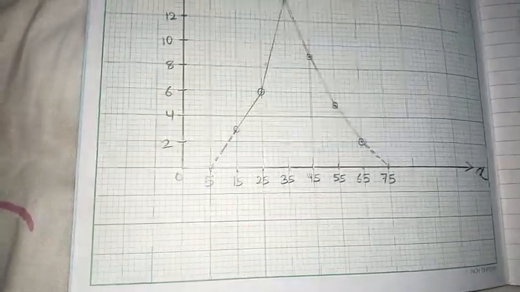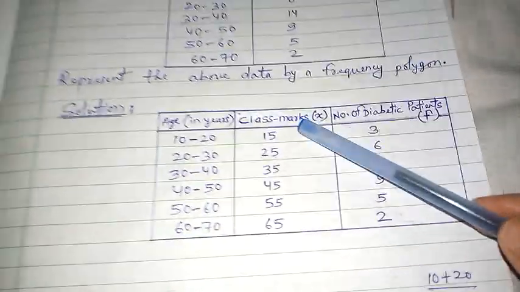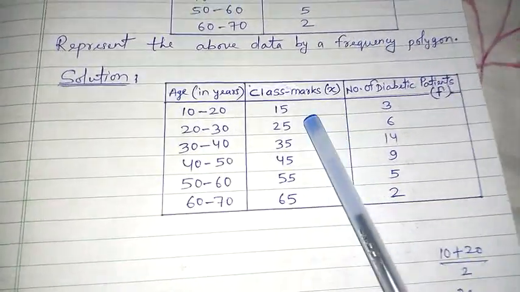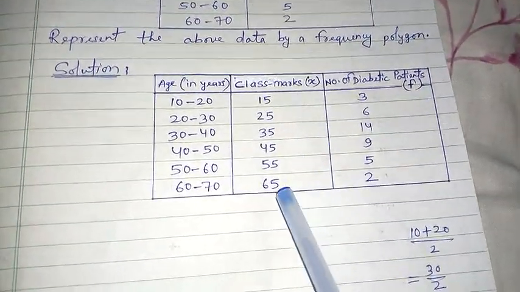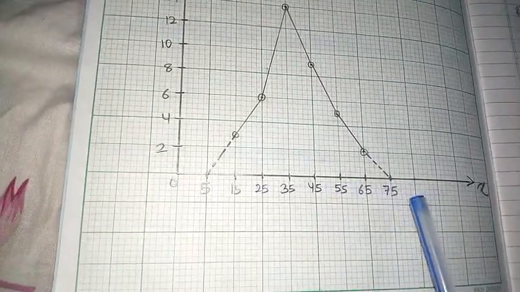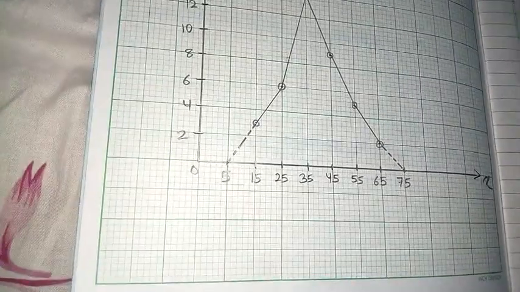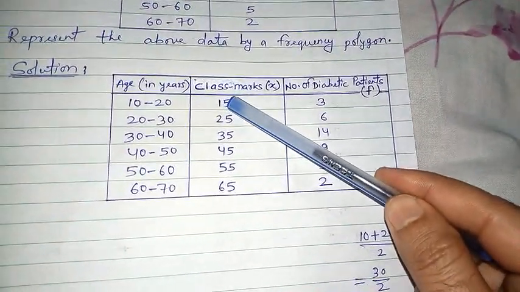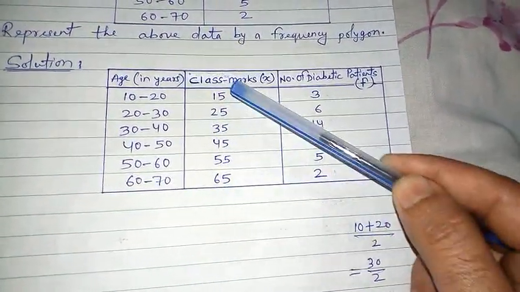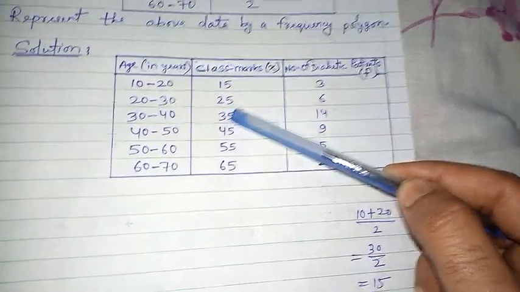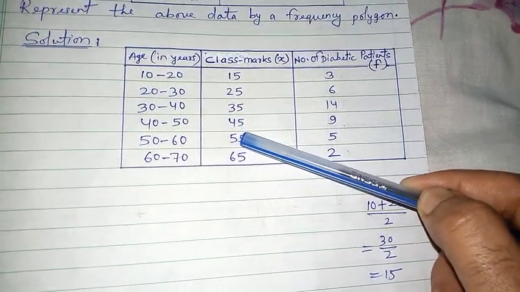How it came, I am going to show you. This has come from this class mark. So this class mark will come on the x-axis. But you might be saying the number has begun from 15 and it is ending at 65, but sir, you have begun from 5 and ended at 75. Then I will clarify your doubt. Here you can see there is a gap of 10 in every number. 15 plus 10, 25. 25 plus 10, 35. 35 plus 10, 45. 45 plus 10, 55.